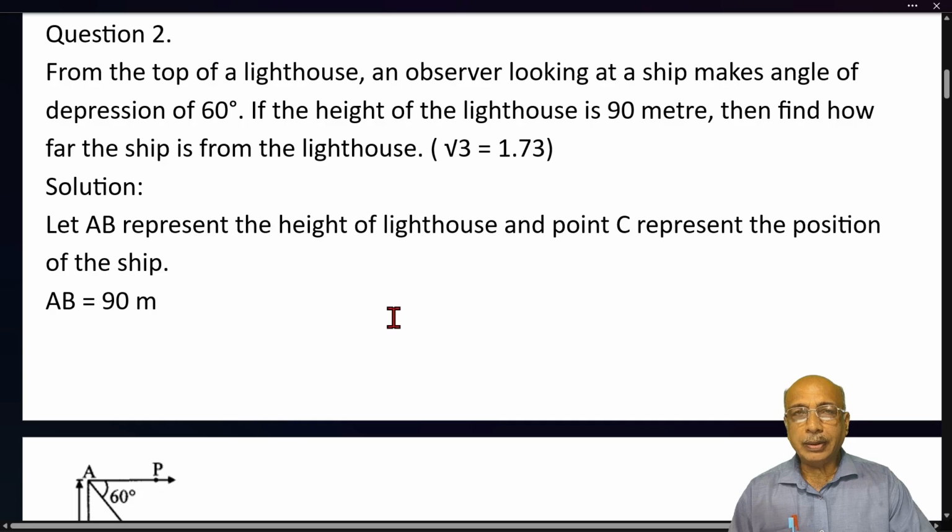Next question. From the top of a lighthouse, an observer looking at a ship makes an angle of depression of 60 degree. Elevation upwards, depression downwards. If the lighthouse height is 90 meter, then find how far the ship is from the lighthouse. Root 3 value is given as 1.73.